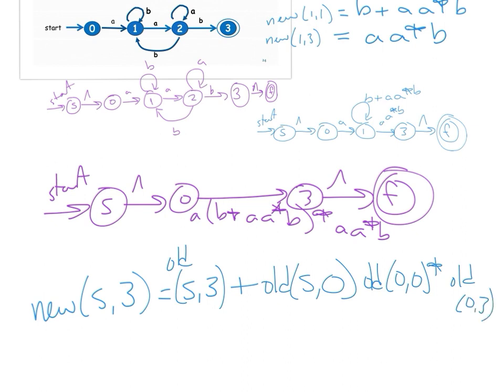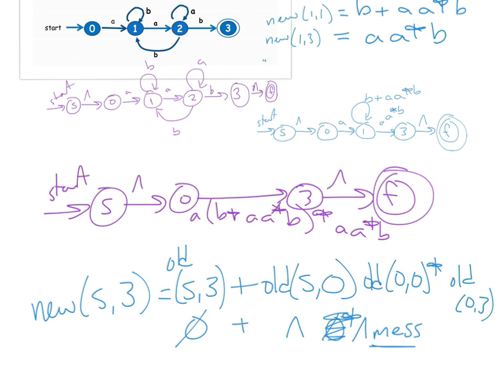And life's getting simpler now because there is no old S to 3, so that's the empty set. And the old S to 0 is just a lambda. The old 0 to 0 is the empty set, so we star that. And the old 0 to 3 is this big mess here, so I'm just going to write mess. And of course our empty set star is the same as lambda, so we just end up with our mess. So really all we need to do to eliminate state 0 is copy that stuff in as the transition from S to 3, which is kind of what we figured.